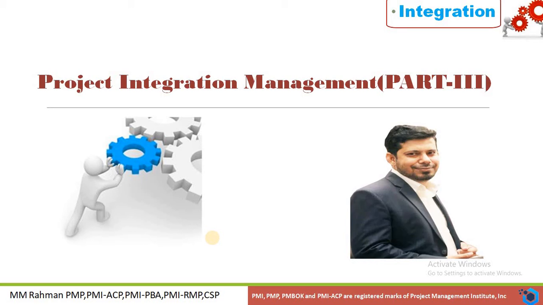In this video, we are going to discuss two processes of project integration management. These two processes also belong to the execution process group of project management. First one is direct and manage project work. This process is used for leading and performing the project work based on the project plan. Basically, this is the process used for executing the project activities based on the defined project plan.